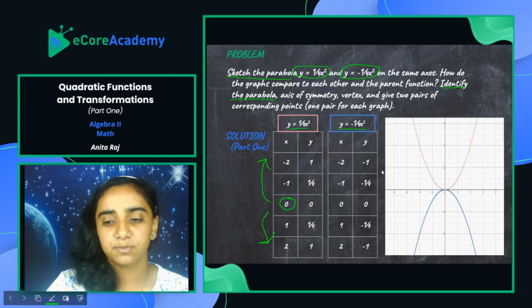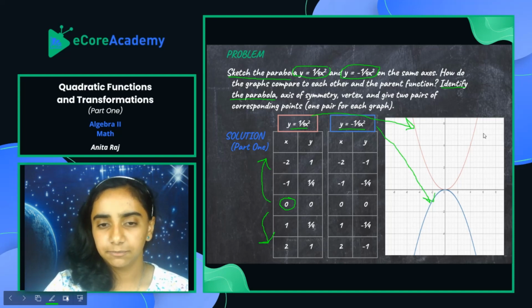So now that we have all these points, we simply graph them on a coordinate plane, and then we connect the points of these individual graphs. So you would connect all these points for this quadratic equation, then you would connect all of these points for this quadratic equation, and that's how you get these two graphs. So this graph right here corresponds to this equation, and then this graph down here corresponds to this equation.